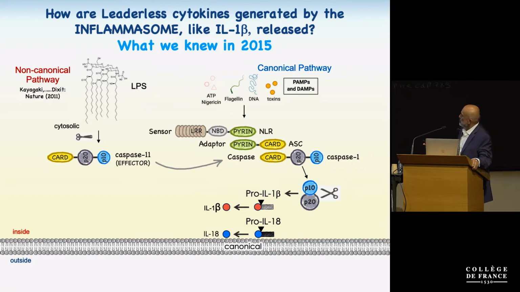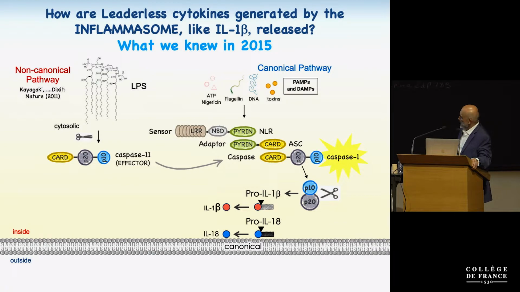Now, the final step in this cascade, whether you activate the canonical pathway or the non-canonical pathway, the penultimate step is activation of caspase 1. This is a protease that is going to cleave pro-IL-1 beta and pro-IL-18 to give you the mature cytokines that do not have a signal peptide. So the question in about 2015 was, how do these cytokines get out of the cell? Our studies are largely limited to cells of the innate immune system, especially bone marrow-derived macrophages. So I won't be talking about neutrophils.